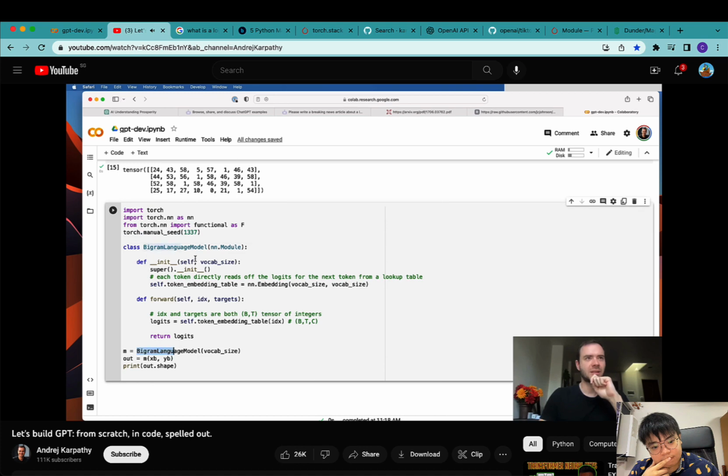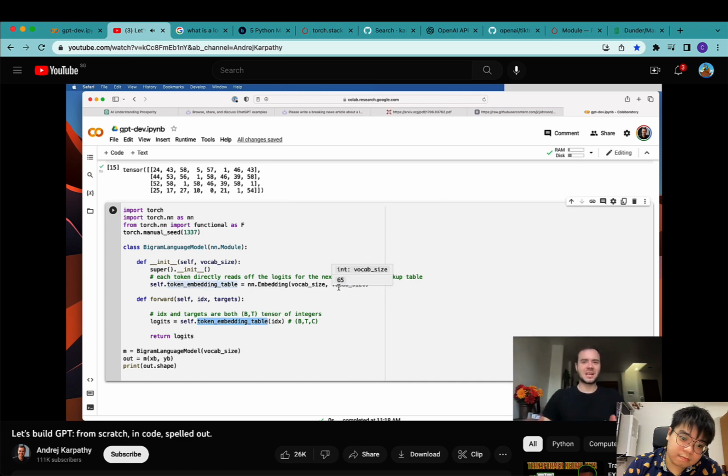And then here I'm constructing a bigram language model, which is a subclass of NN module. And then I'm calling it, and I'm passing it the inputs and the targets. And I'm just printing. Now, when the inputs and targets come here, you see that I'm just taking the index, the inputs x here, which I renamed to idx, and I'm just passing them into this token embedding table. So what's going on here is that here in the constructor, we are creating a token embedding table, and it is of size vocab size by vocab size.